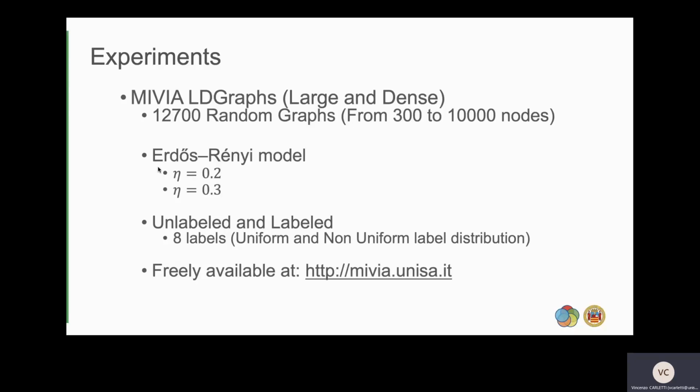So, some experimental results. We used the large and dense graphs dataset. In particular, we used 2 densities, 0.1 and 0.2, and we considered both unlabeled and labeled graphs. We measured speedup and efficiency to find the first solution and all the solutions.